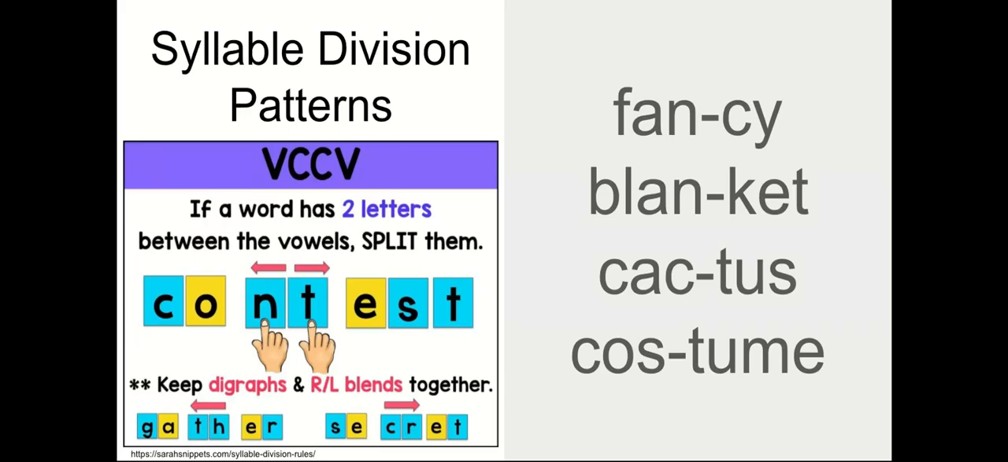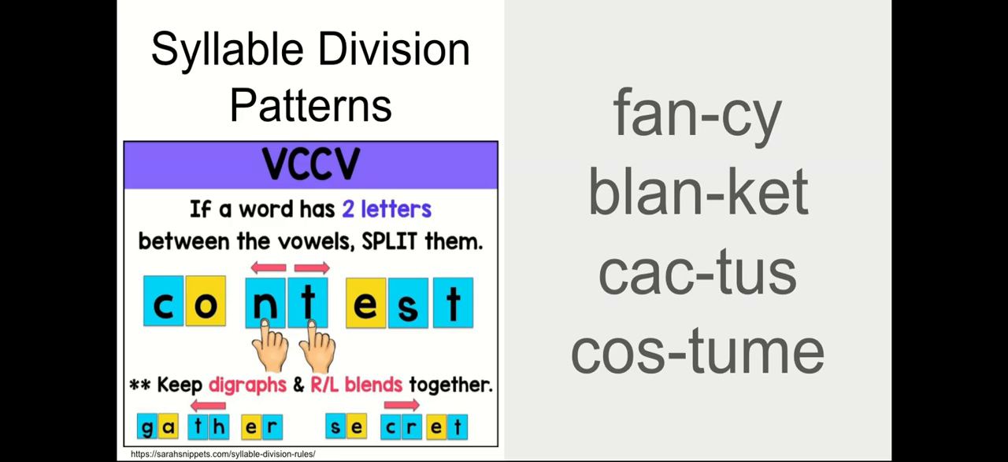Something else that we saw in this article was the use of multisyllabic words. That means they have more than one syllable. When we have multisyllabic words, they have division patterns that help you decode them in different ways. So one of the syllable division patterns that we saw in this article is VCCV.